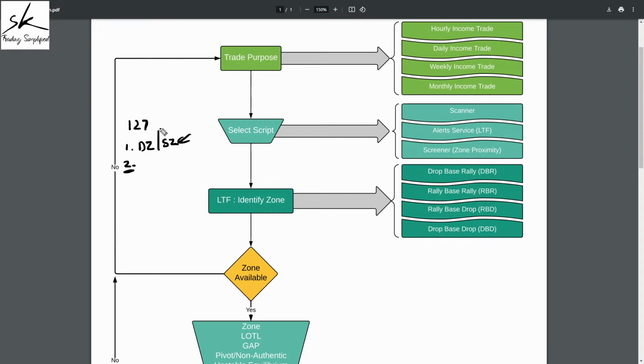Again, coming back to this one, since the majority of them will not have quality demand areas or supply areas, you will be wasting a lot of time analyzing such symbols where no opportunity is available to you, right? So it will be a lot of time wastage.